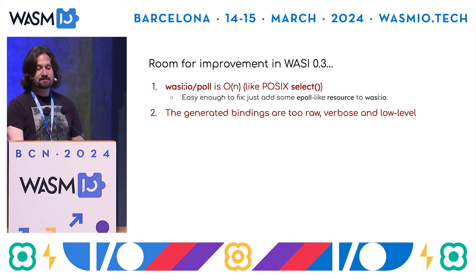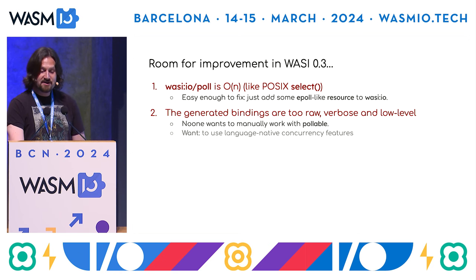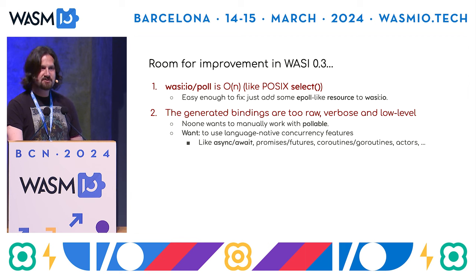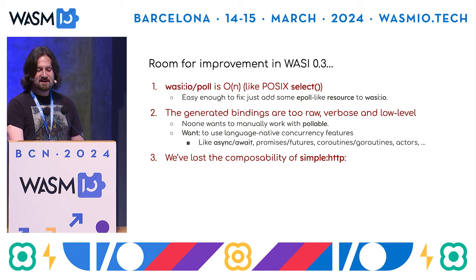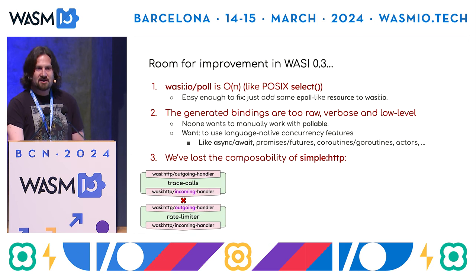More significantly, though, the generated bindings for 0.2 end up just being too raw, verbose, and low-level. Because no one wants to manage a bunch of pollables. You want to use our language-native concurrency features like async await, promises, futures, goroutines, actors. And lastly, we've lost that nice Lego block composability that we saw with simple HTTP, simply because the interfaces are just different and not trivially adaptable.